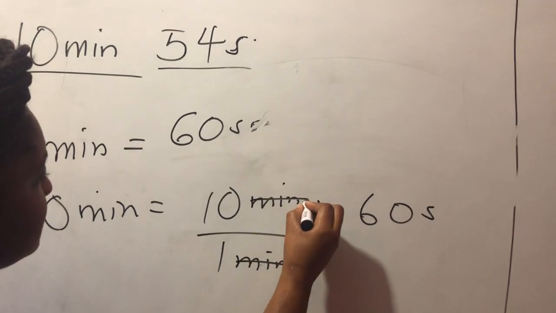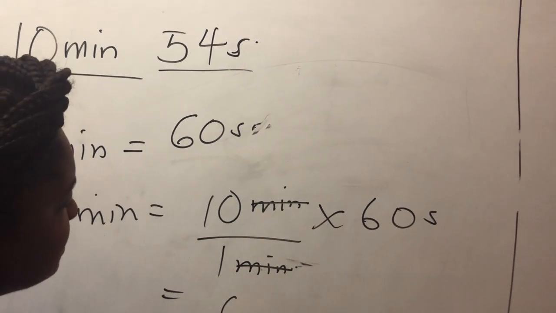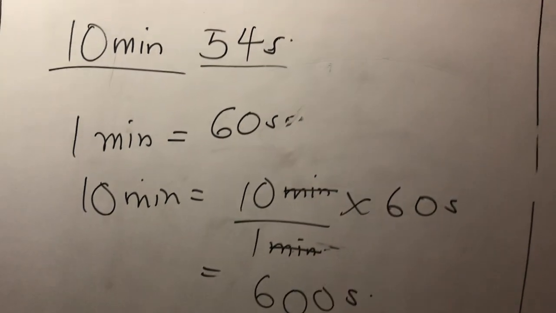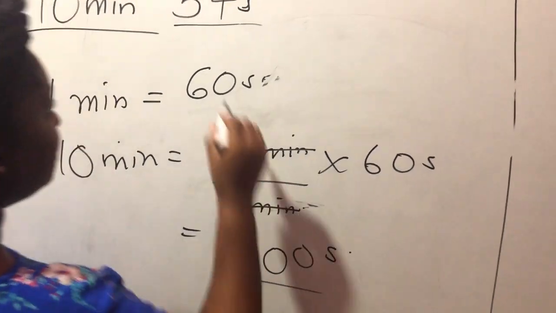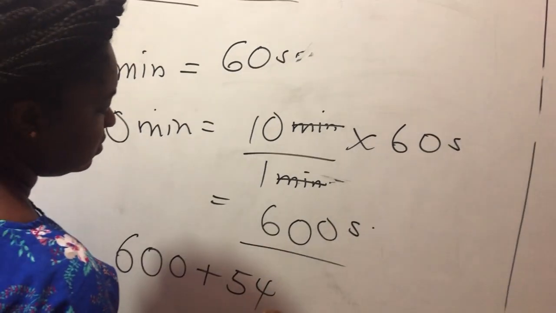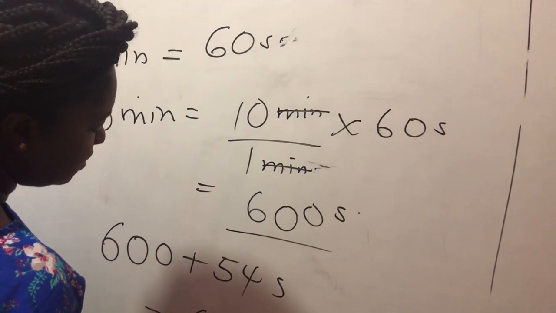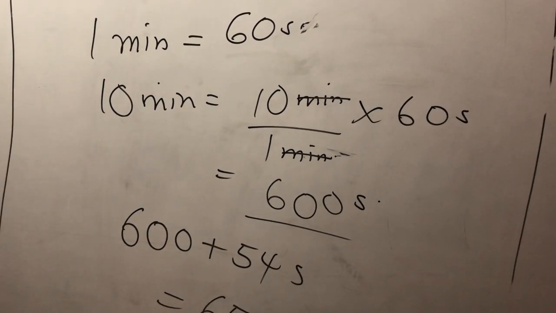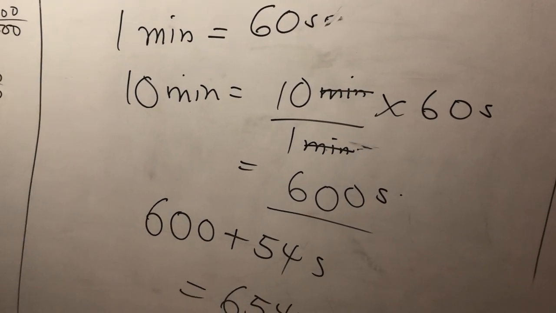So minute cancels minute, then you have 600 seconds. You are not done. After that, you add the 600 seconds to the 54 seconds. Then your answer is 654 seconds. Okay? So I'm putting all the times in today.